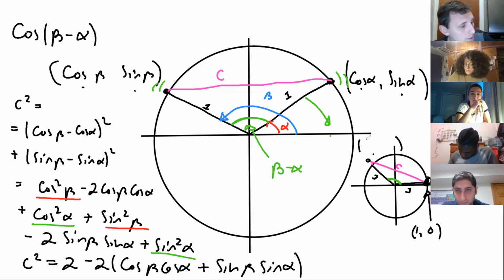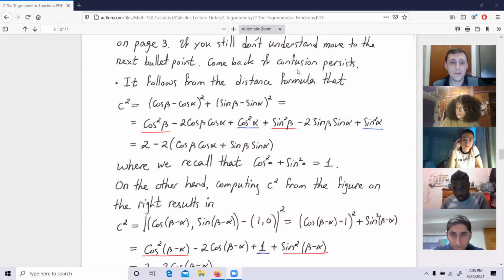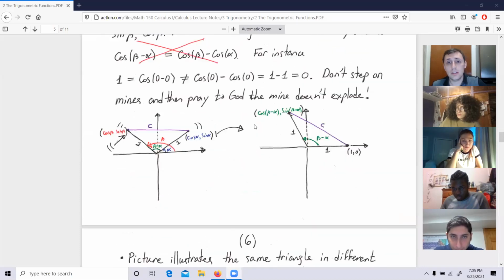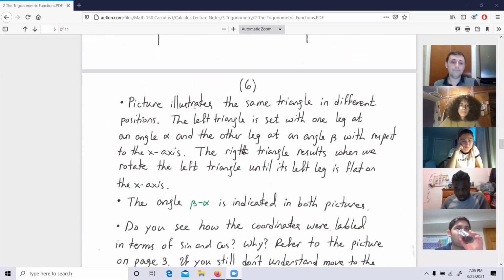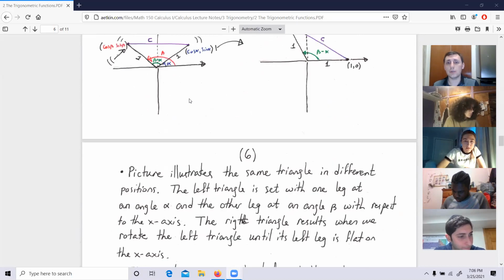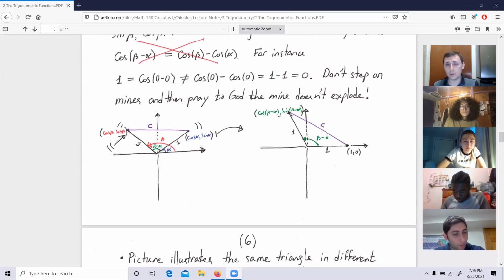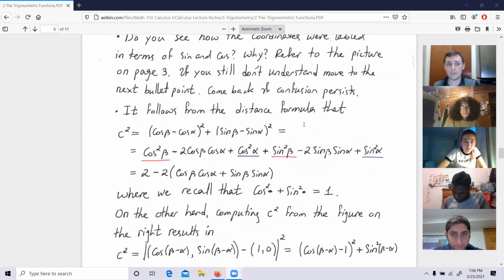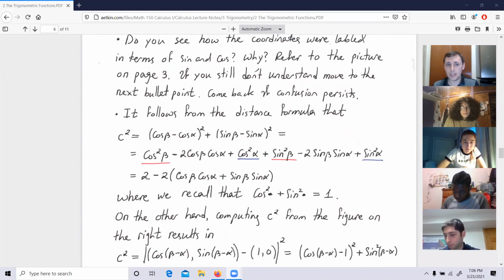I'm going to actually go back to my notes. Here it is. Here, guys, you see it? Cosine beta minus alpha, sine beta minus alpha. This is that picture without the circle. I just take this triangle and I flip it. And so I have another calculation of c squared. I use the distance formula for those 2 points. It's still going to get me c squared. So c squared from the first picture is 2 minus 2 cosine beta cosine alpha plus sine beta sine alpha.